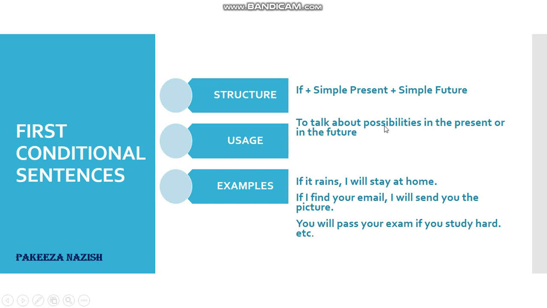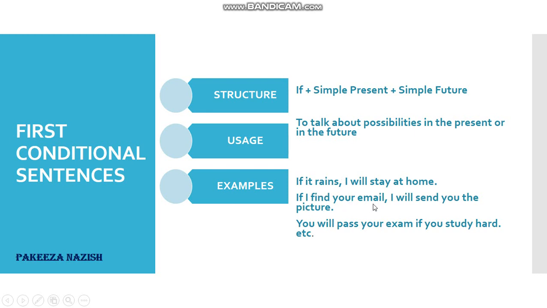It is used to talk about the possibilities in present or future, something that can happen in the present or in the future, right? And it is again a condition. For example, if it rains, you can see rains, it is the first form of verb. Then I will stay at home, this is the future and first form of verb. So in case there is rain, I will stay at home. So rain is the condition. If I need to stay at home, there should be rain. So if it rains, I will stay at home.